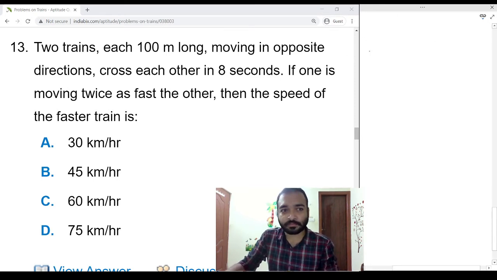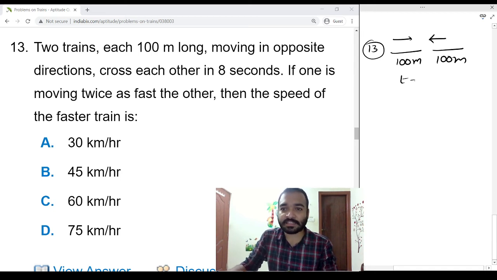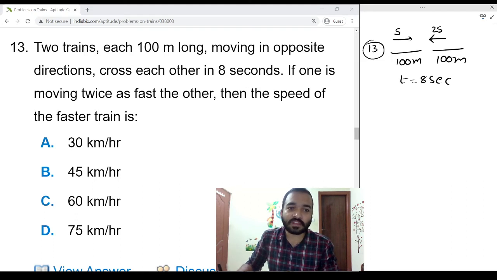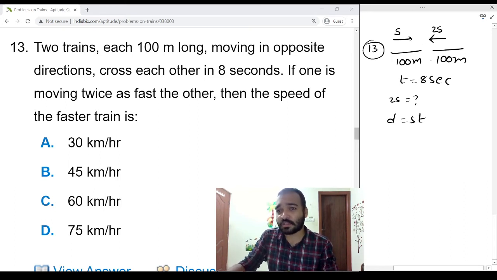Next problem. Two trains each 100 meters long, moving in opposite direction, cross each other in 8 seconds. If one is moving twice as fast as the other, let us assume one train speed is s, another one will become 2s, then the speed of the fastest train, that means 2s, is equal to how much? Distance is equal to speed into time. Distance is 100 plus 100, 200.